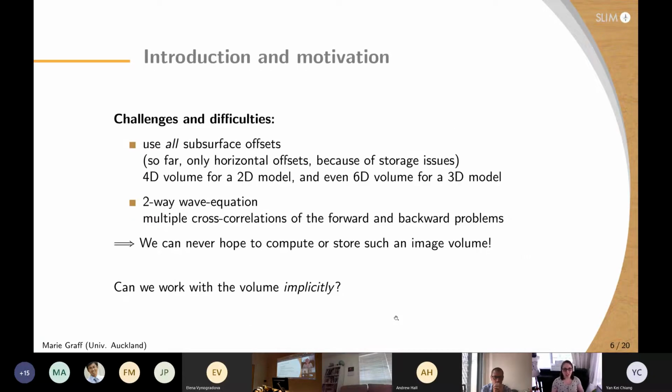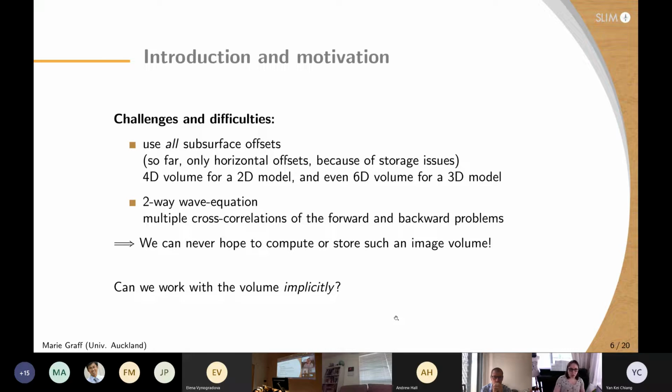The challenge and difficulties we encounter were that image volumes are huge and are impossible to store or even sometimes to compute. For instance, if you have a 2D model, the image volume would be 4D, and if you go to 3D, that is 6D. So it's something that is too heavy to be handled by regular computers. And also there will be a lot of computation of the wave equation for those cross correlations between the forward and backward problems. So it requires a lot of computational resources and storage resources. So we cannot hope to be able to have such an image volume entirely.